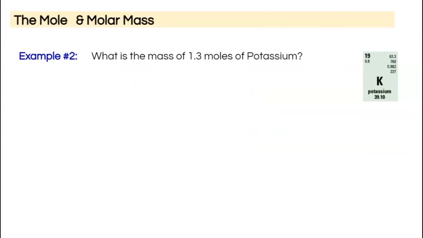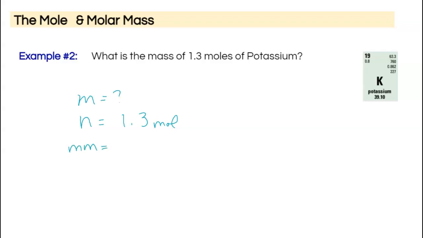So, in this question, they're saying, what is the mass of 1.3 moles of potassium? Okay, so in this case, I know that my mass is my unknown, but I am given my number of moles as 1.3 moles. And MOL is the short form for moles, as an FYI. And so the other piece to this puzzle is that I need to know the molar mass. And so the molar mass I get from the periodic table.